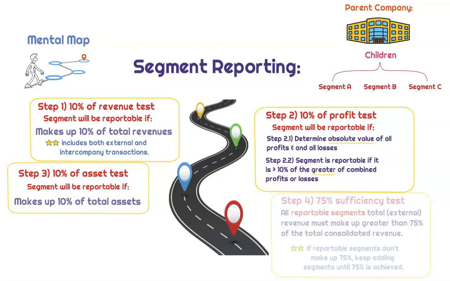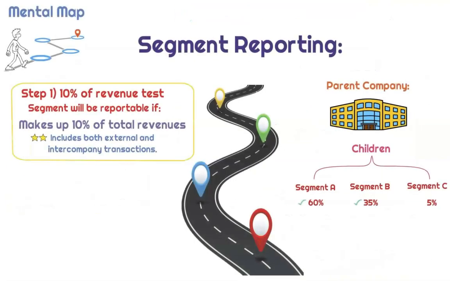So our 3 tests will consist of the 10% of revenue test, the 10% of profit and loss test, also known as the 10% of operating income test, and finally our 10% of asset test. Collectively, these will be referred to as the 10% size test. Essentially what we're asking ourselves here is, are any of these segments big enough that we should break them out and report them as their own separate segment in the financial statements? When it comes to the 10% revenue test, we're asking ourselves, does this segment make up over 10% of the total revenues that the consolidated company has?